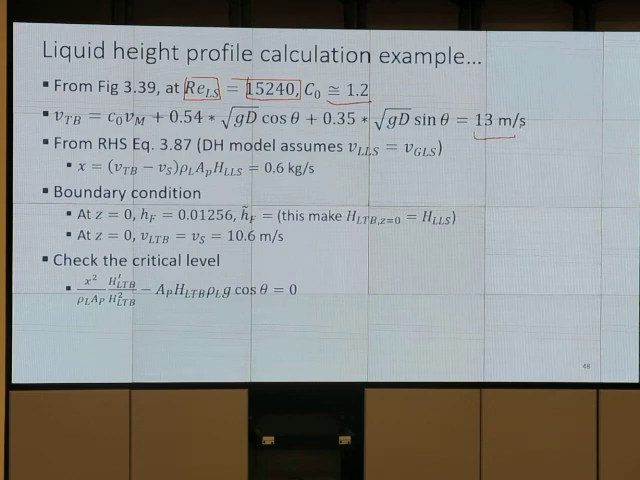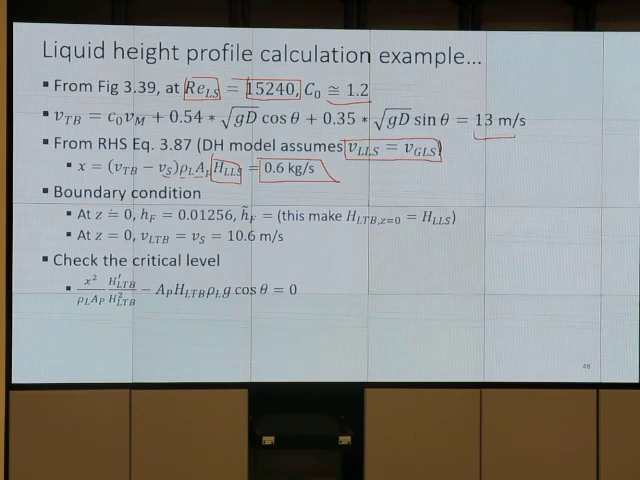Okay. Now I calculate the X value. In the Dukler-Hubbard model, we assume VLS equal to VGLS. VL is liquid velocity, VG is gas velocity. We assume that it's fully mixed, even though it's like 5 degrees upward. Okay. Maybe we do something else, but for now, we assume it's the same. Substitute the value in, VS equal to VM, right? Rho we have, A we have, HLLS comes from Gomez. Then we can calculate X, 0.6 kg per second.